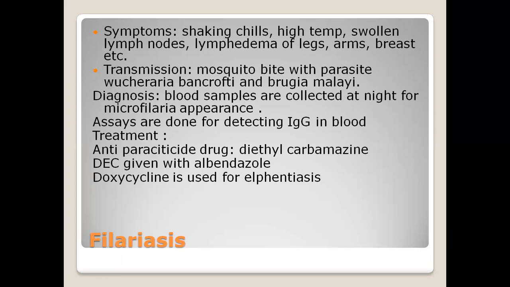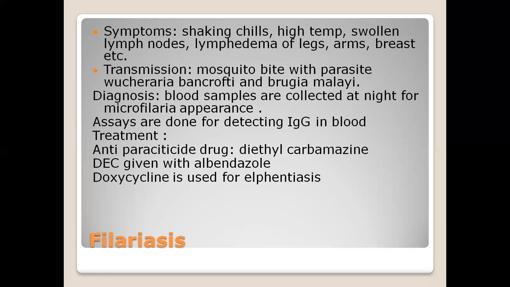Next one is filariasis. The symptoms of filariasis are mainly shaking, chills, high temperature, and swollen lymph nodes. The lymph nodes will swell at a joint portion, and lymphedema of lungs, swelling of legs, arms, breast, etc. Transmission is mainly done by mosquito bite with the parasites Wuchereria bancrofti and Brugia malayi. These are the two parasites which will transfer this infection. The diagnosis is mainly done by taking blood samples collected during the night period. Why? Because this microfilaria appears only during the night period in the blood. And also detecting IgG antibodies in blood will confirm this filariasis.